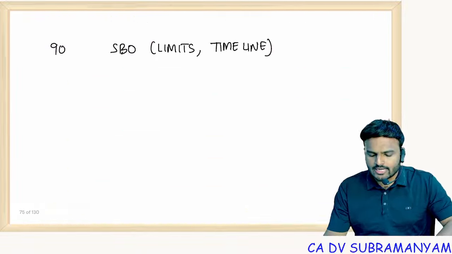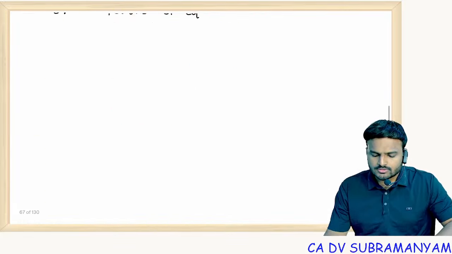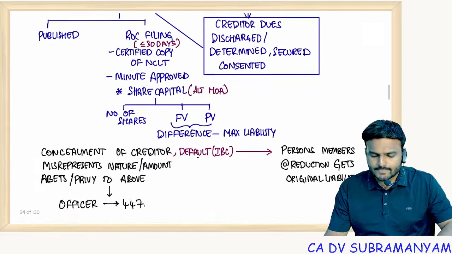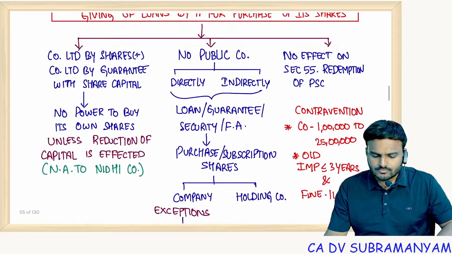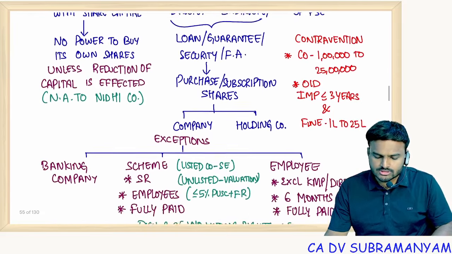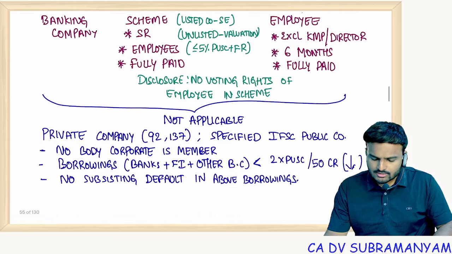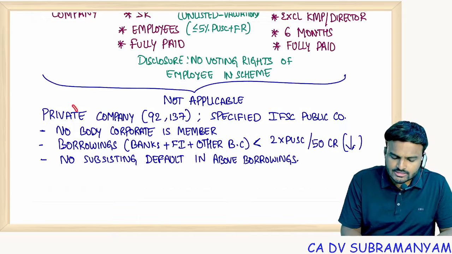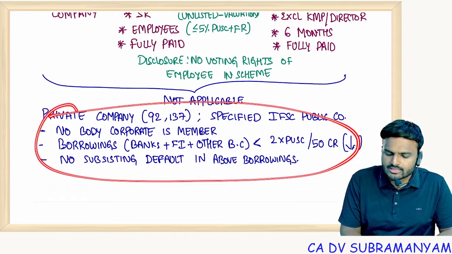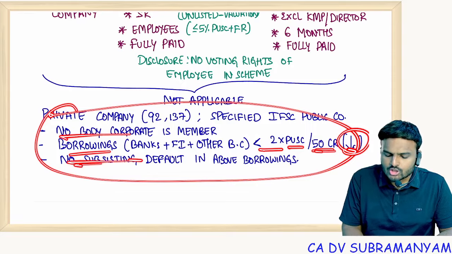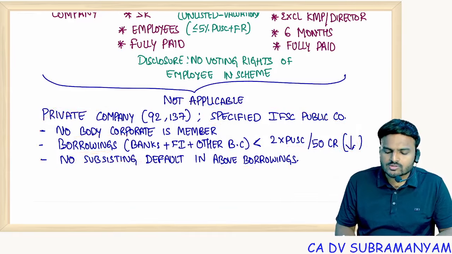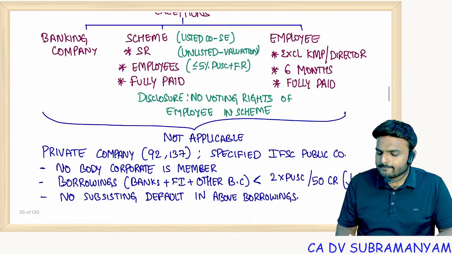One point I need to add here. Section 67 is not applicable to these 3 companies. A private limited company which satisfies 3 conditions: no body corporate is a member of this private company; borrowings less than twice the paid up share capital or 50 crores, whichever is less; no subsisting default in the above borrowings. And of course, a specified IFSC public company also, this section is not applicable. Clear?